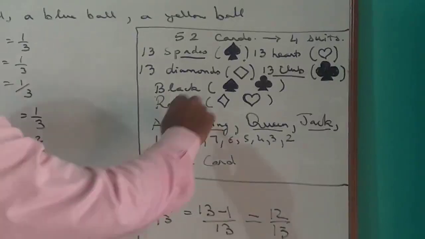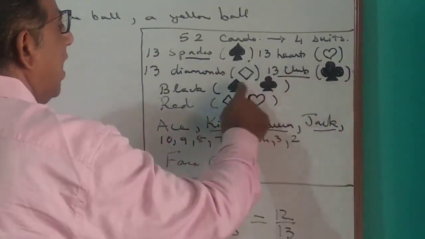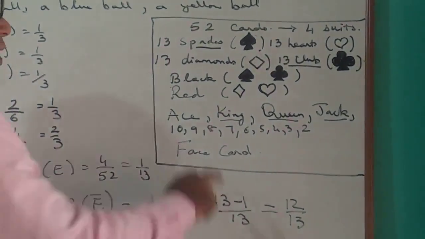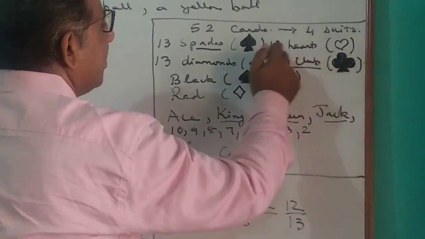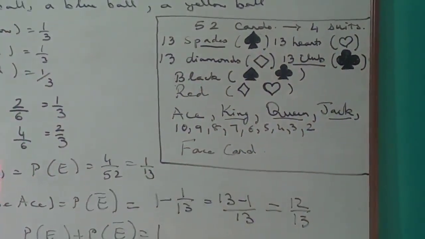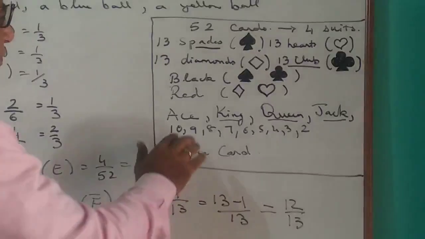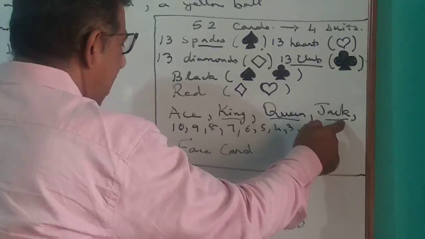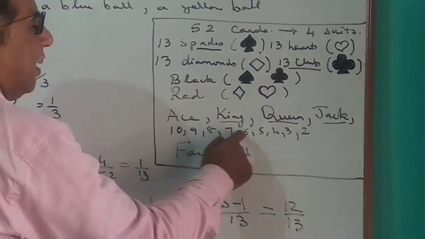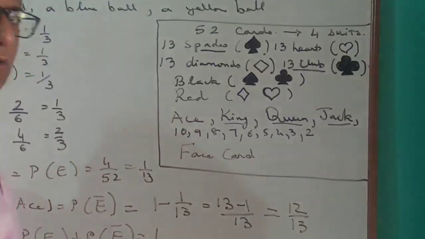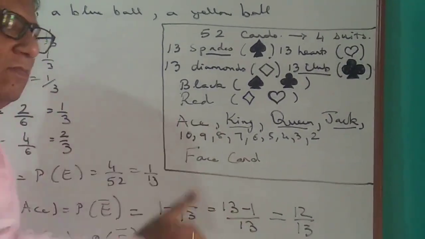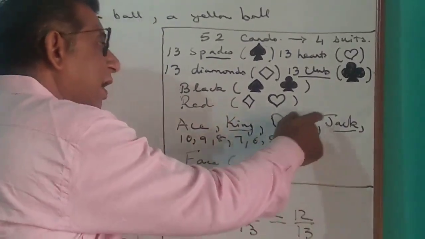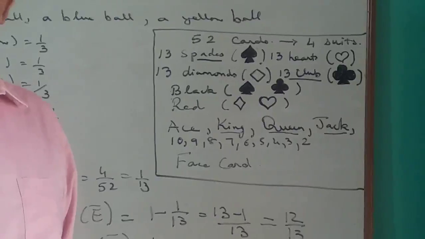Another thing to remember: spades and clubs are black in color, so they are sometimes called black. Red cards are hearts and diamonds. As you know, these 13 cards are made up of ace, king, queen, jack, 10, 9, 8, 7, 6, 5, 4, 3, 2. This ace means the first card. Then king, queen and jack are also called face cards.